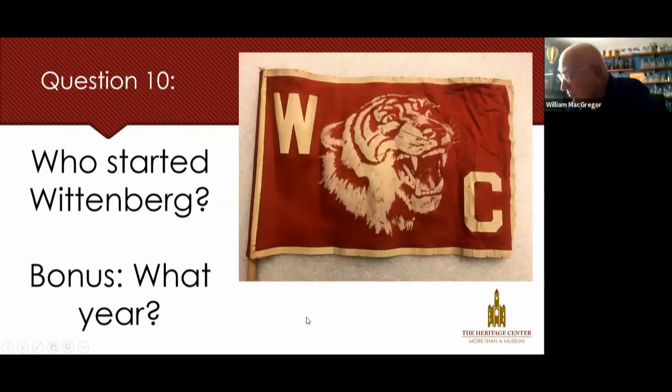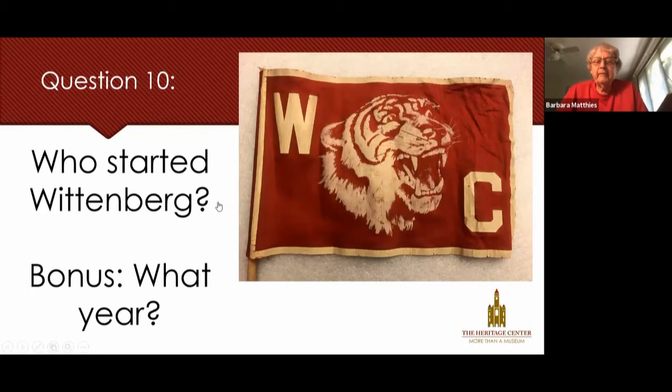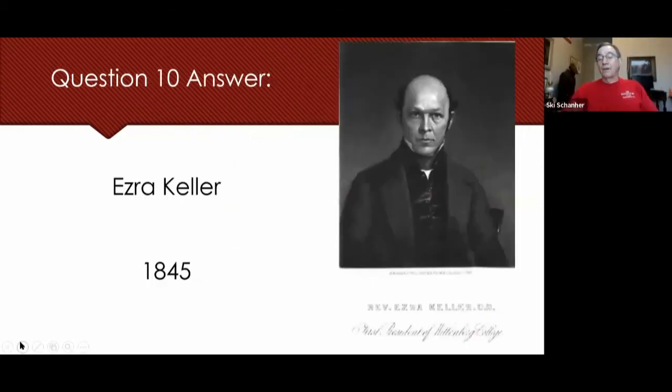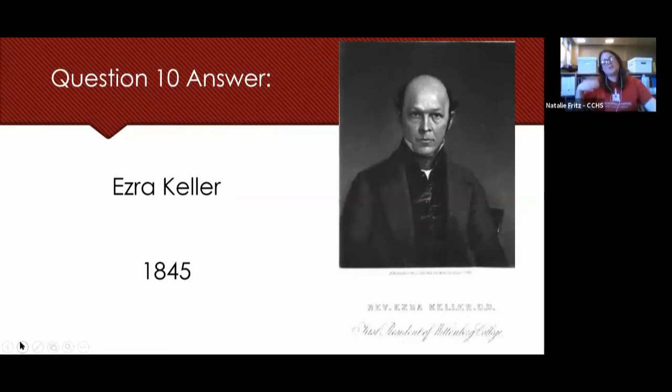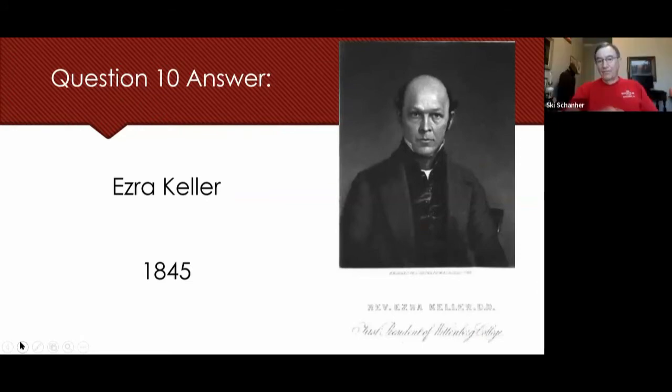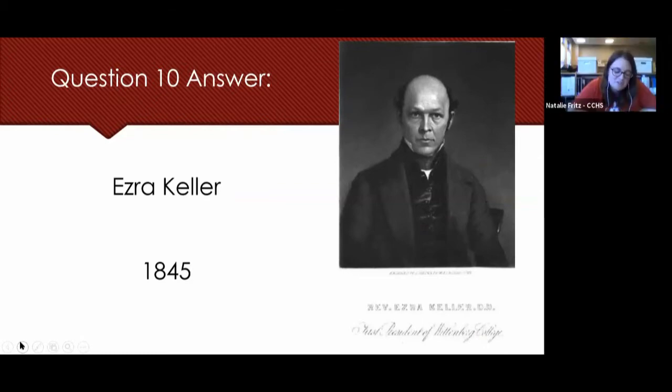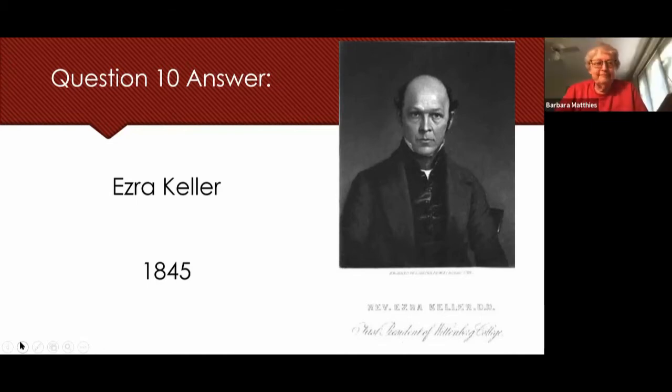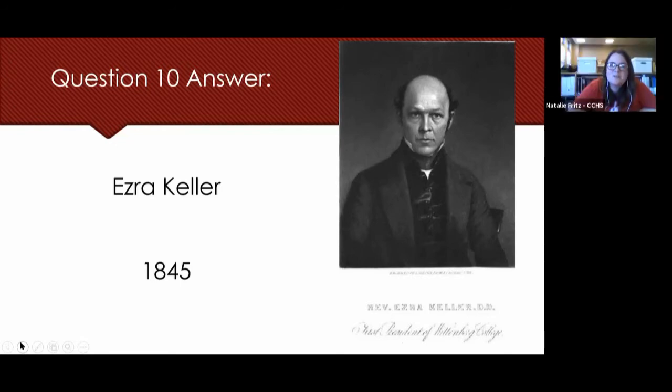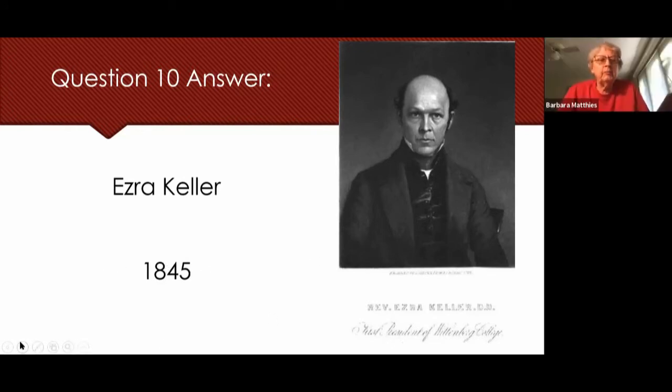Okay, question 10. Who started Wittenberg? Ezra Keller in 1845. Yes. 44 is when he founded it, 45 is when it was chartered, so it depends on your date. We'll accept both. When it was originally founded, they held some of the classes in the basement of First Lutheran on High Street, which is still standing. It survived Colonel Collier. Now that Colonel Collier's gone, that congregation has different light that can hit that building after all these years. There won't be such a wind tunnel to mess up your hair on Sunday morning.